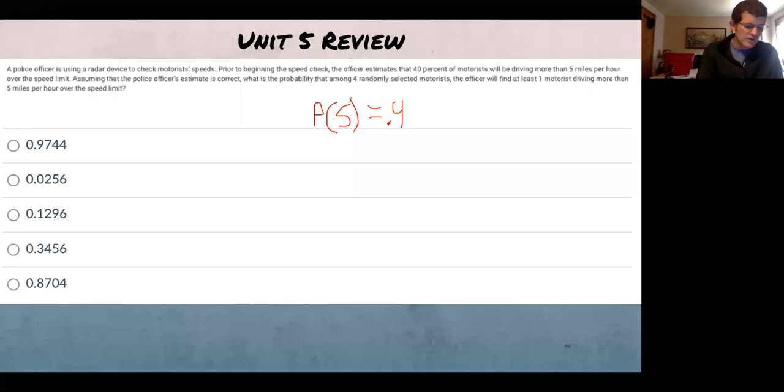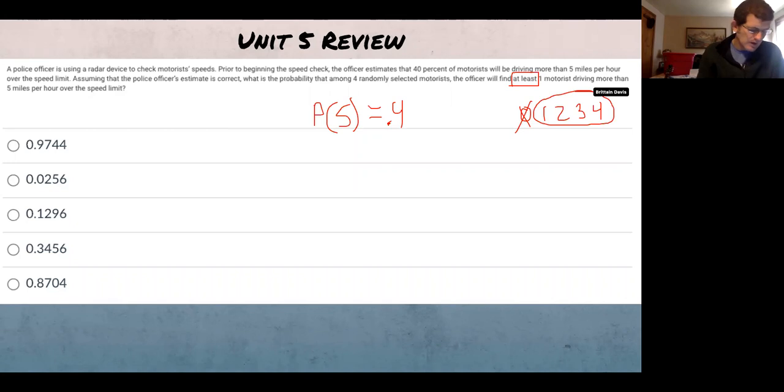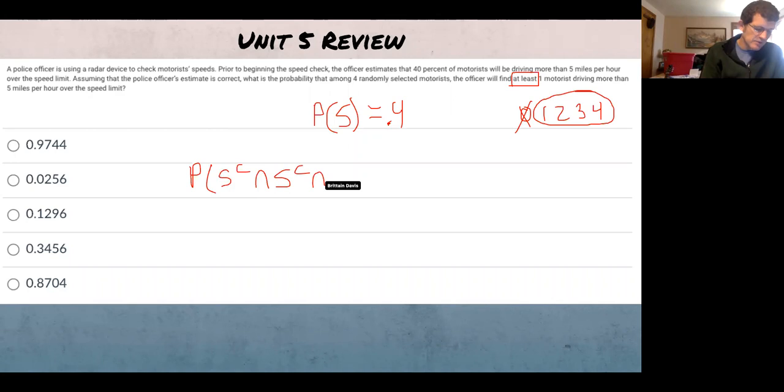And again, at least one means that out of 4 possible people who drive by, the only failure condition is 0. All of these count as successes for this scenario. So we're going to find the probability that no one is speeding and then take the complement of that. So the probability that this person isn't speeding, and this person isn't speeding, and this person isn't speeding, and this person isn't speeding. And then once we have that, I want the complement of all of that.